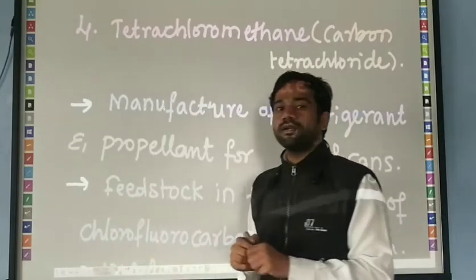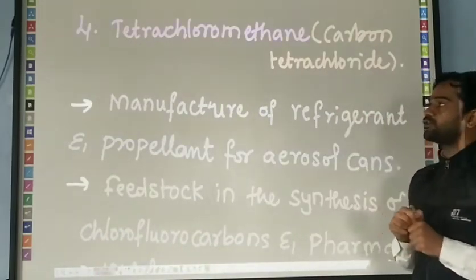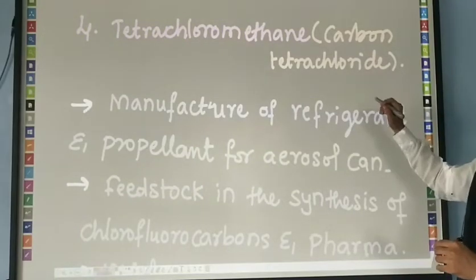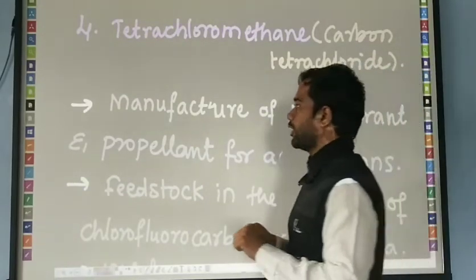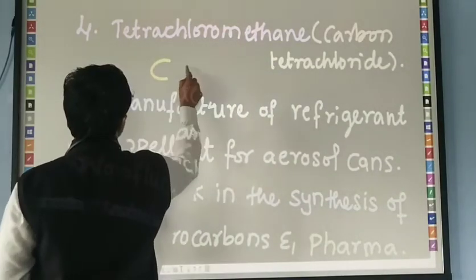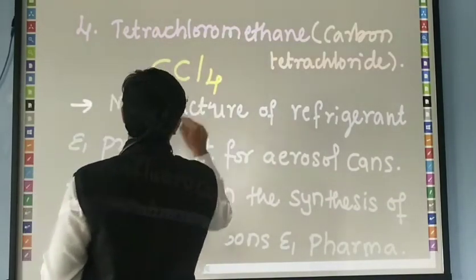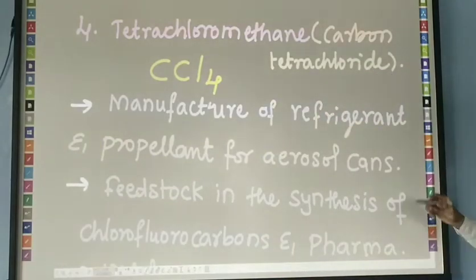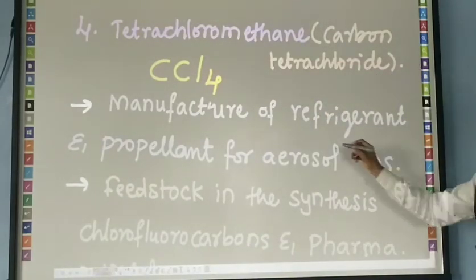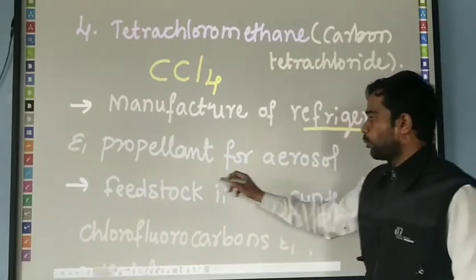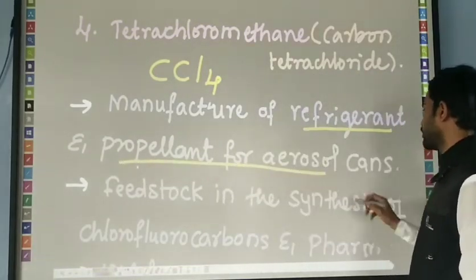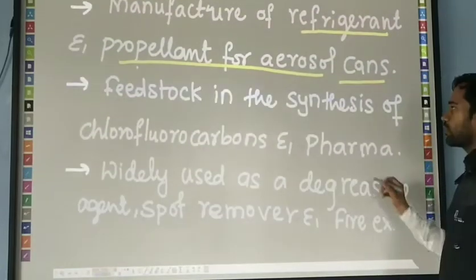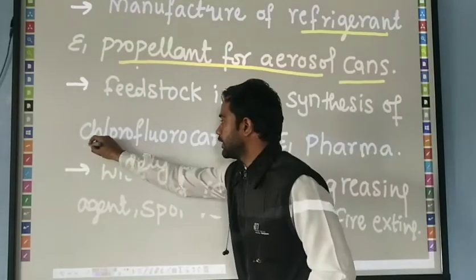Okay, the fourth polyhalogen compound is known as tetrachloromethane, that is known as carbon tetrachloride. The formula of this one is CCl4. Okay, carbon tetrachloride is very important. It is used in the manufacture of refrigerants and propellants for aerosol cans, and as a feedstock in the synthesis of CFCs.